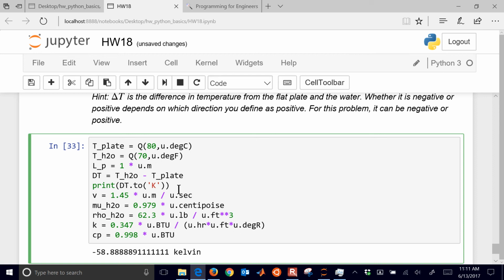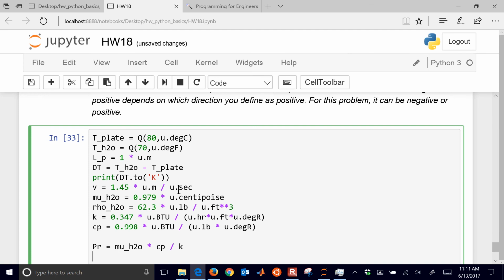Okay, the water is, depending on how fast it flows and its properties, going to give us a different Reynolds number and Prandtl number that we're going to be able to use to predict a Nusselt number. So let's go on with our Prandtl number now. We're going to take the mu, the viscosity of the water, H2O, times the heat capacity divided by the thermal conductivity. And let's go ahead and print the Prandtl number.